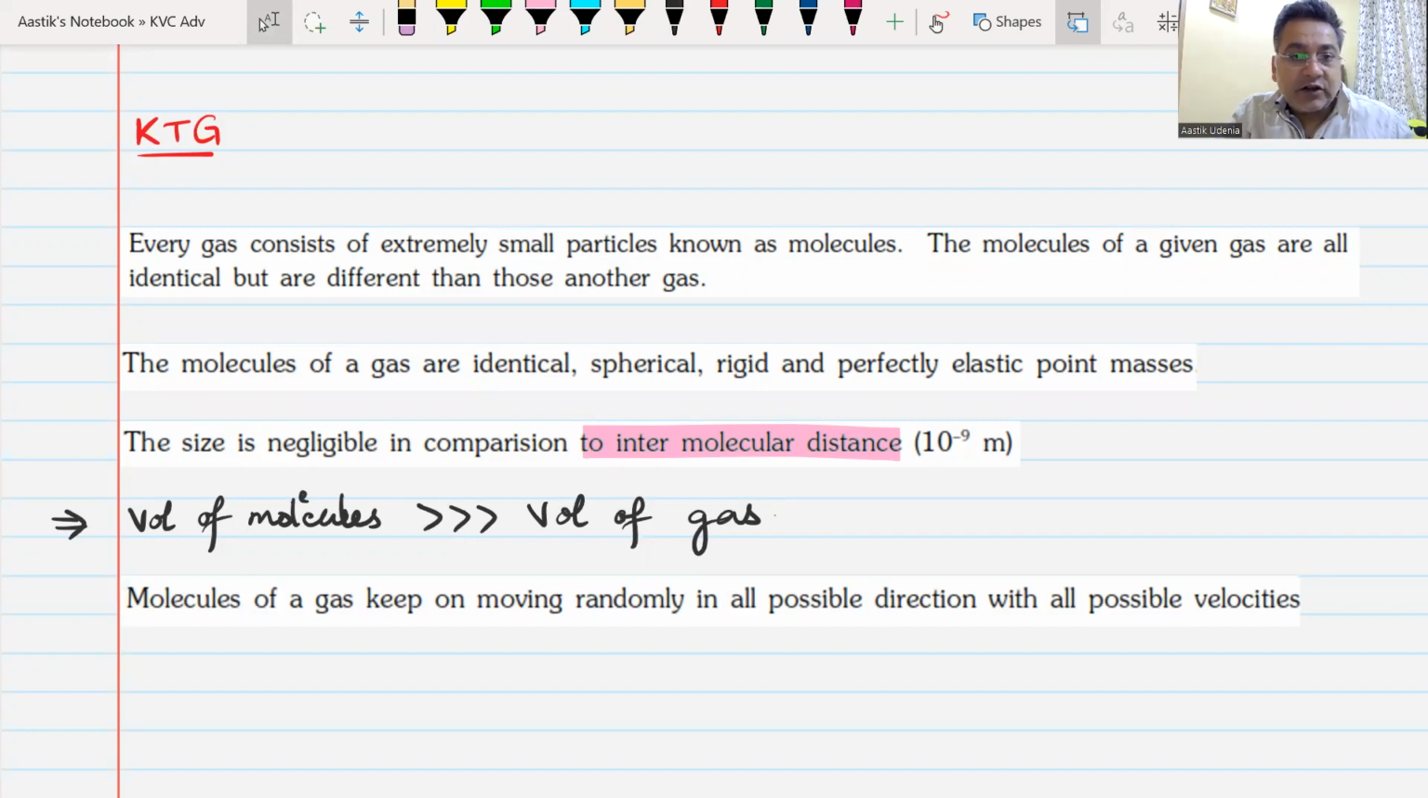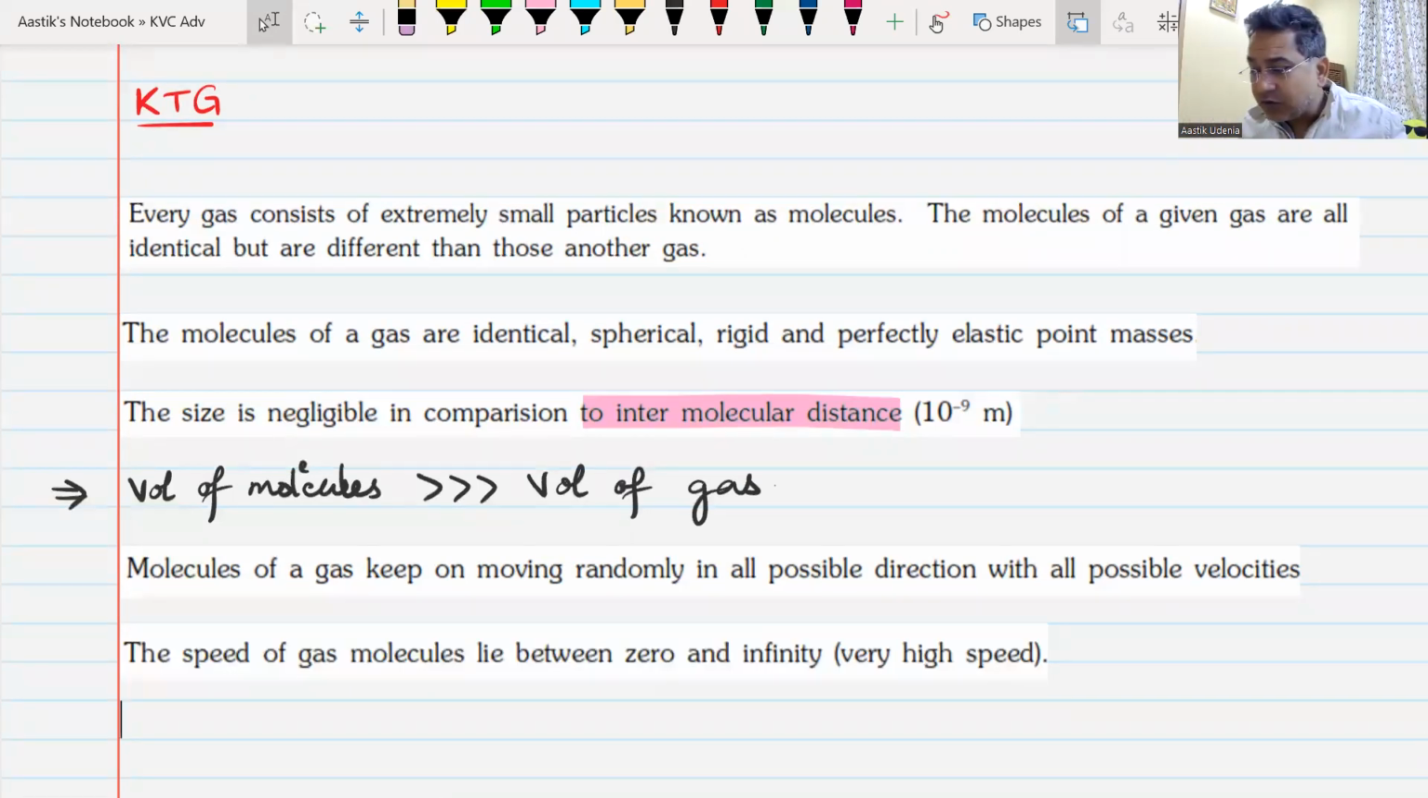Now, they will not be having the same speed, right? They will not be having the same speed. So the speed of these molecules may vary from 0 to infinity, very large speed. Some molecules can have very small speed. Some molecules may have very large speed. Everything is making sense?